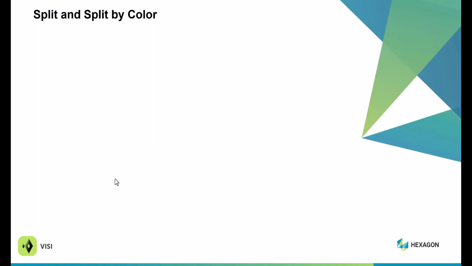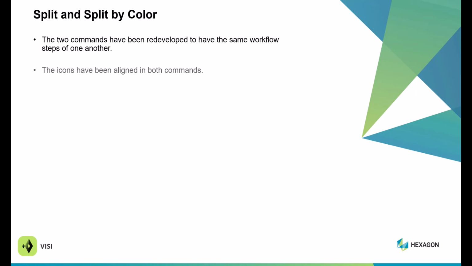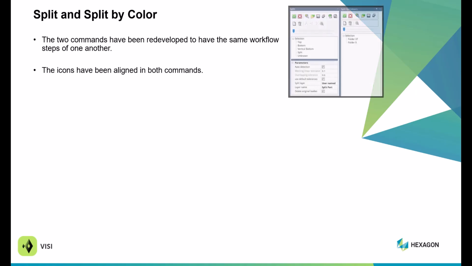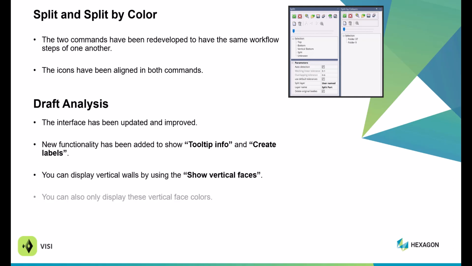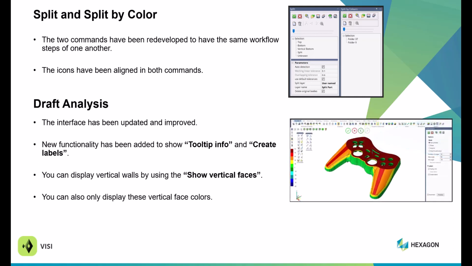So now we'll get into split and split by color. So the two commands have been redeveloped to have the same workflow from one to the other. The icons have been aligned in both commands as well, so you can kind of see how the icons are very similar between the two. Within Draft Analysis, the interface has also been updated as well. So there's new functionality to this, so you have some new commands such as Tooltip Info, Create Labels, and you can also show vertical faces. You can also only display the vertical colors if you wanted to as well.